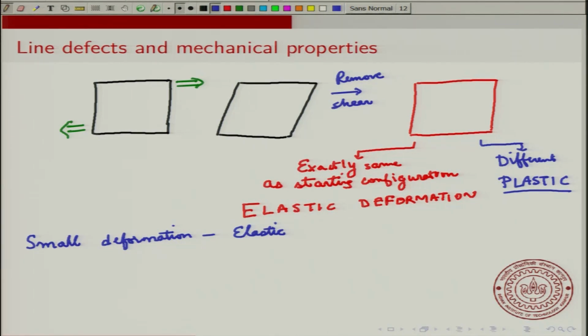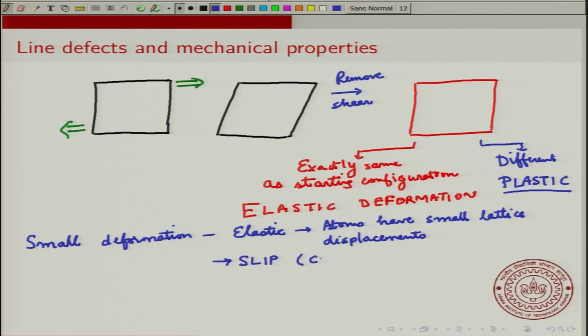In this case, the atoms just move a little bit from their lattice positions and then they return. So atoms have small lattice displacements, that means they are very close to where they were in the lattice. This refers to the elastic deformation. Now, if you make the deformation too large, then the atoms will actually slip. This is actually a crack, or the mechanical term is yield. So when the deformation is too large, there will be a slip, it will crack or yield.